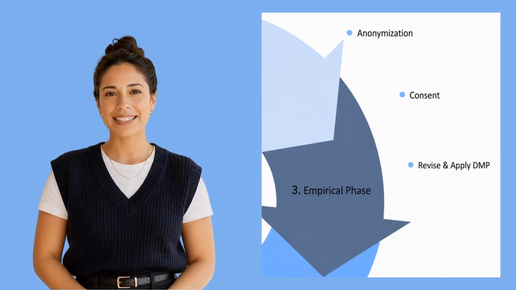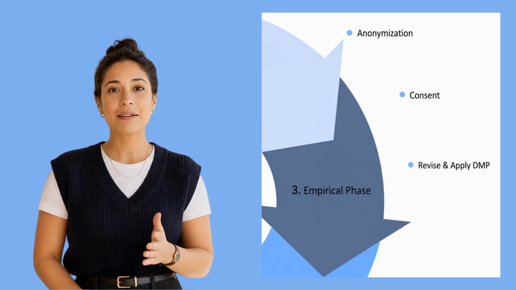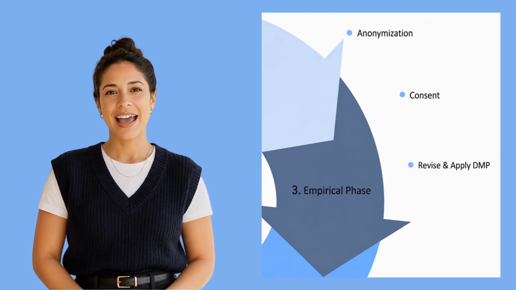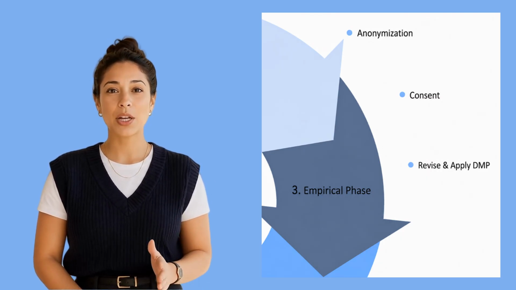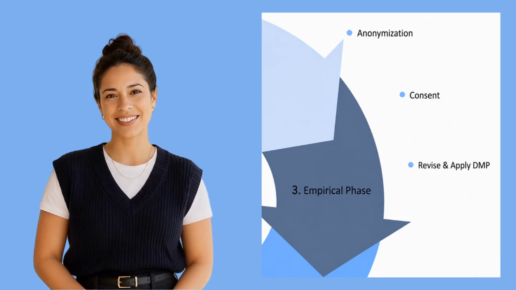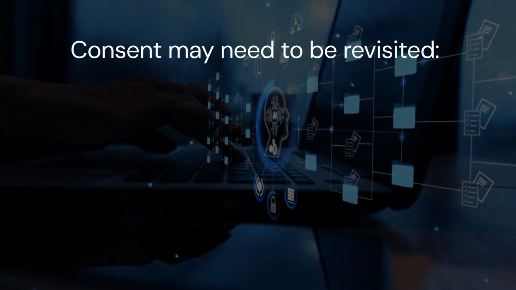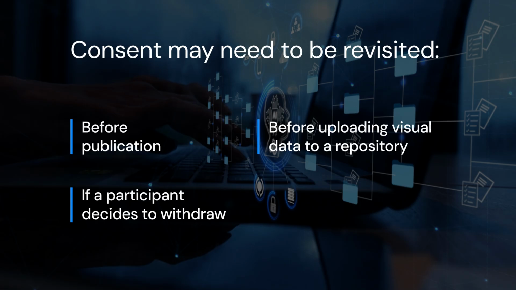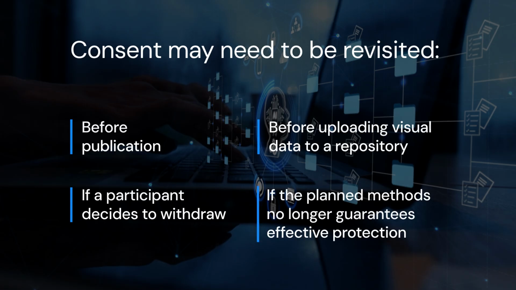In the empirical phase, consider that consent should be collected before data collection begins. This means informing participants through the privacy notice prepared in the research design phase, having them sign a consent form, and keeping a copy of the signed document. But signing the form does not complete the process. Consent may need to be revisited before publication, before visual data is uploaded to a repository, if a participant decides to withdraw, or if the planned anonymization method no longer guarantees effective protection.